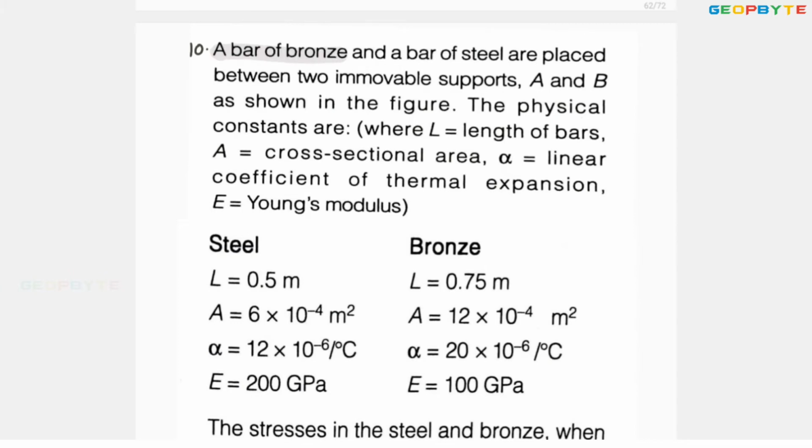A bar of bronze and a bar of steel are placed between two immovable supports. So a bar of bronze and steel are placed between the two rigid supports. Immovable supports means rigid supports. A and B as shown in figure. The physical constants are L, the length of the bars, A, the cross-sectional area, alpha, the coefficient of linear expansion, and E, the Young's modulus.